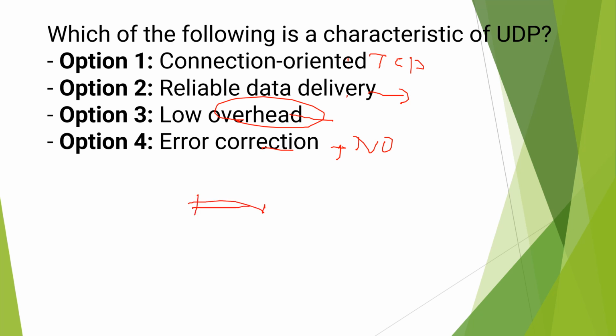It does not bother whether a connection has been established or not. If you send 10 packets, whether the 10 packets reach or not, it is not going to check. Because of that, it does not create overhead for the system. So option 3 is correct.